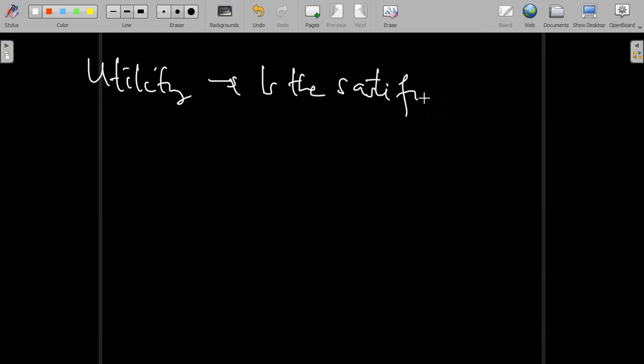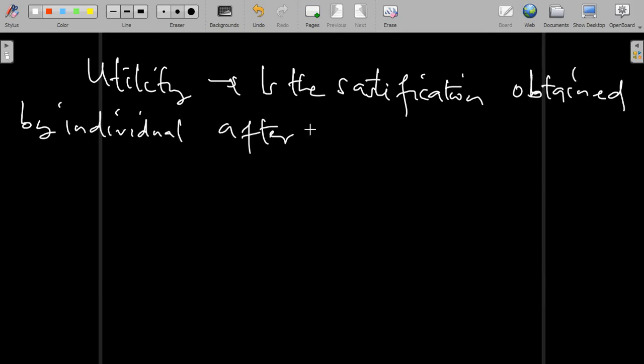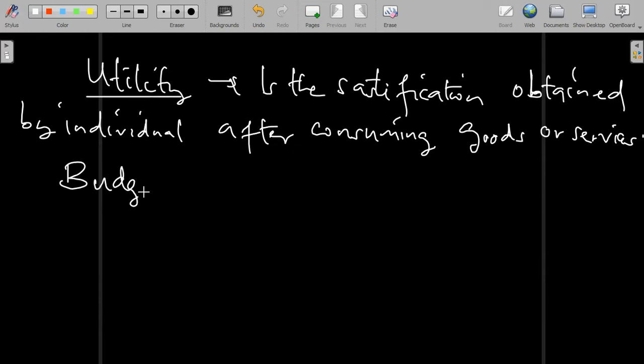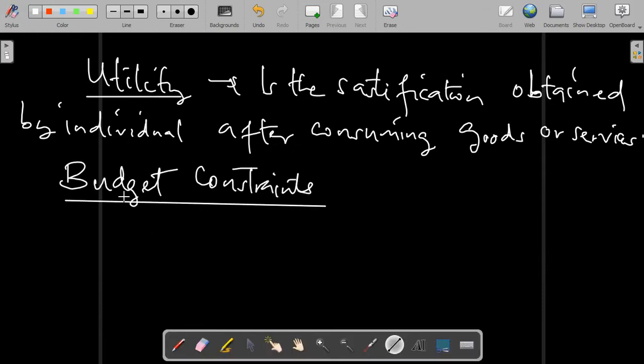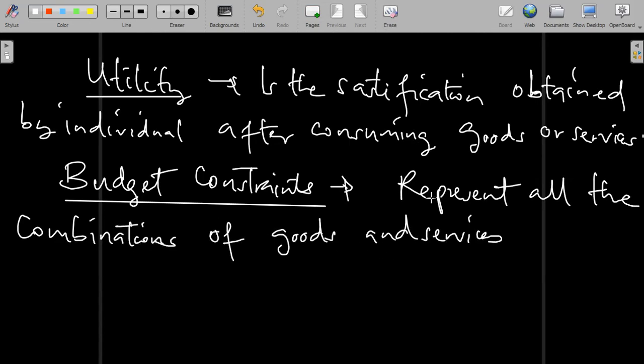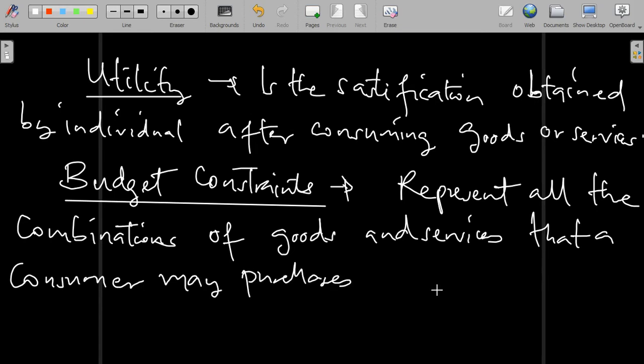So what is utility, by the way? Utility is the satisfaction obtained by an individual after consuming goods or services. Somebody might ask you, what about the budget constraint? In a simple manner, the budget constraint represents all the combinations of goods and services that consumers may purchase, given their current prices and within his or her given income. When you go to the shop and ask for 2 bottles of soda, you can purchase what your income allows.